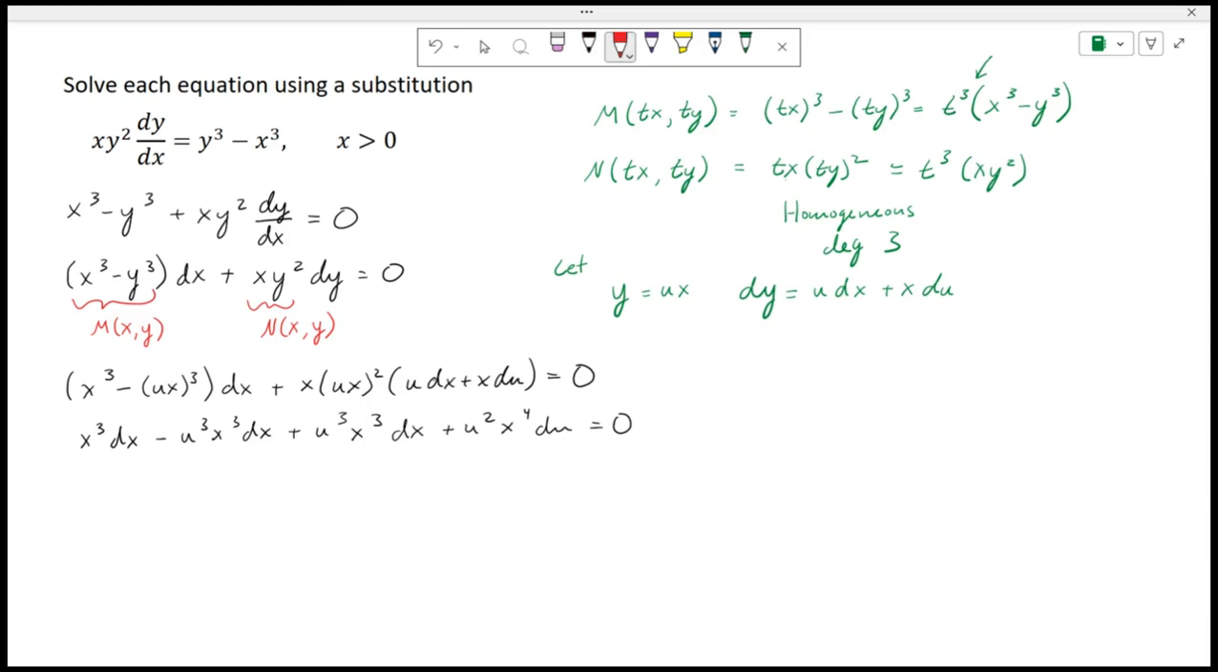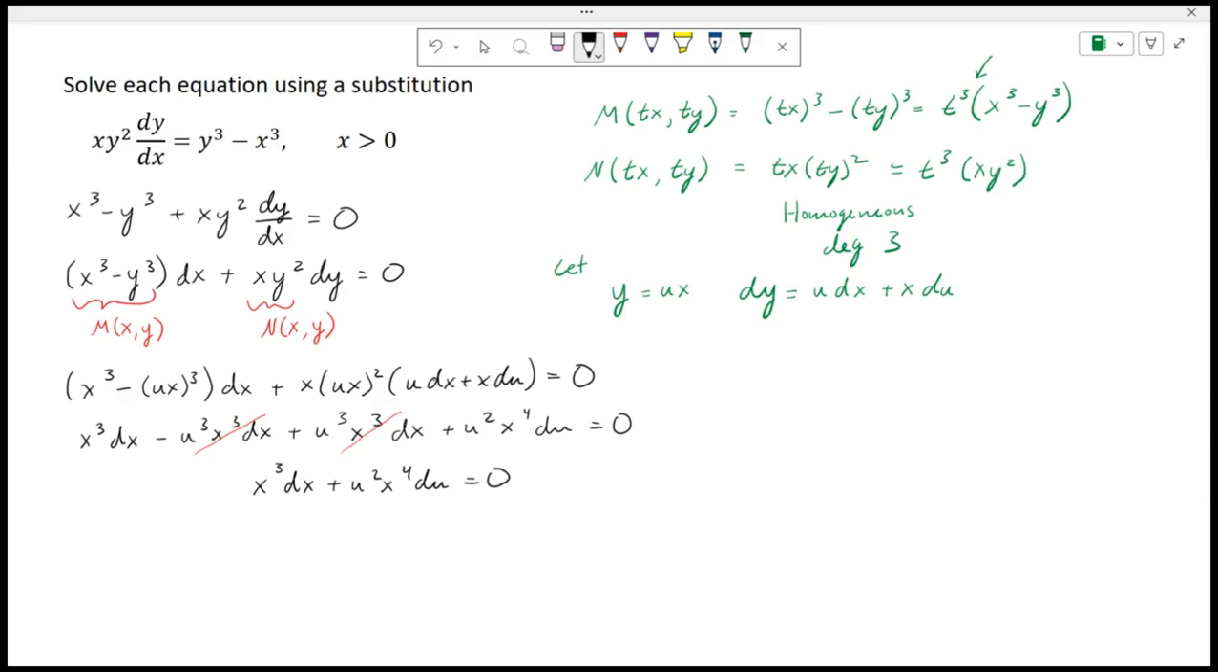And as I was hoping, I do have some cancellation here. I have a negative u cubed x cubed dx and a positive u cubed x cubed dx. So those cancel out, and I end up with a much simpler equation, x cubed dx plus u squared x to the fourth du equals 0.